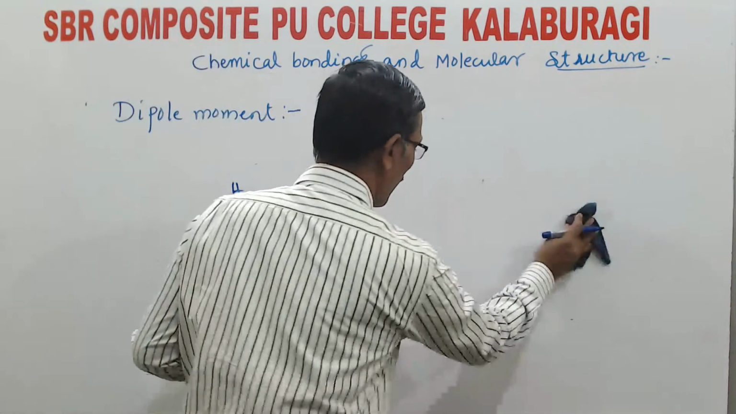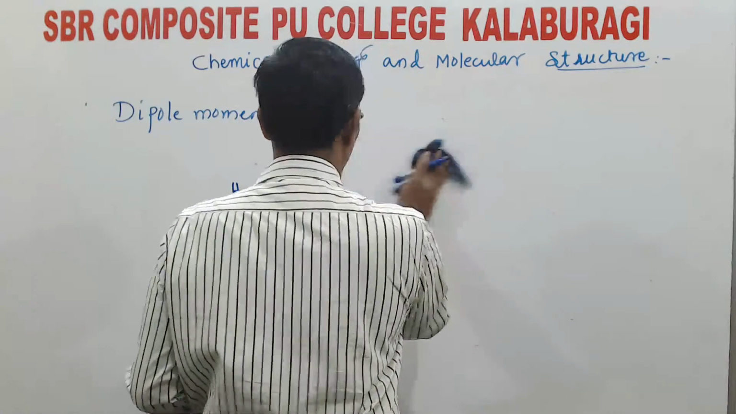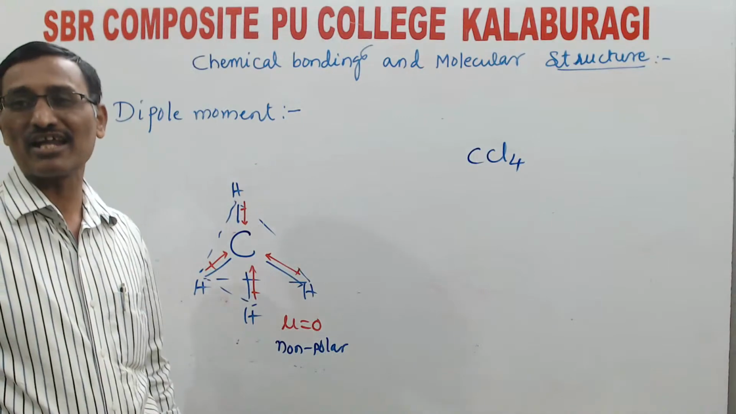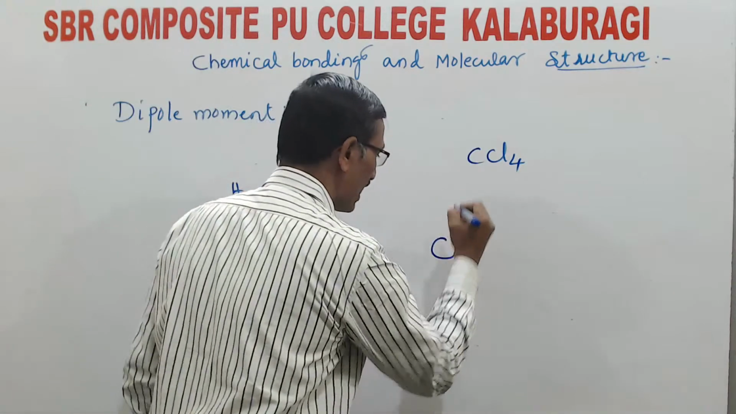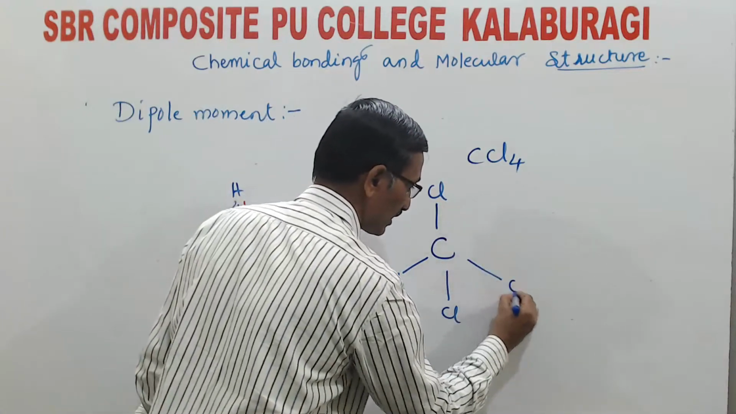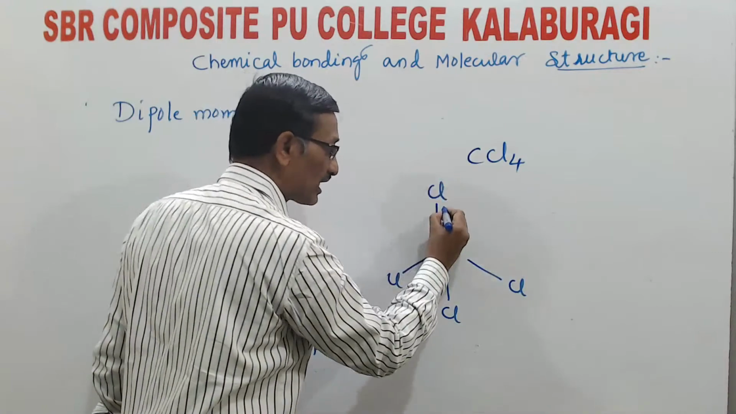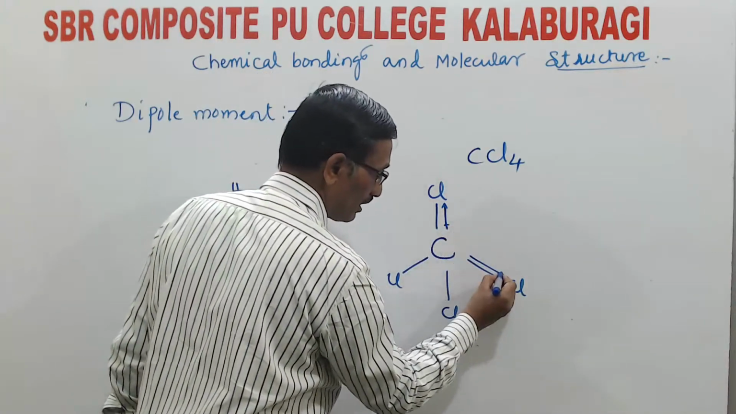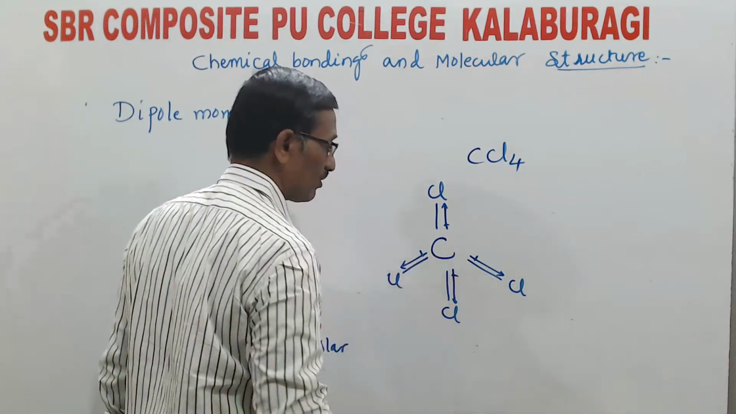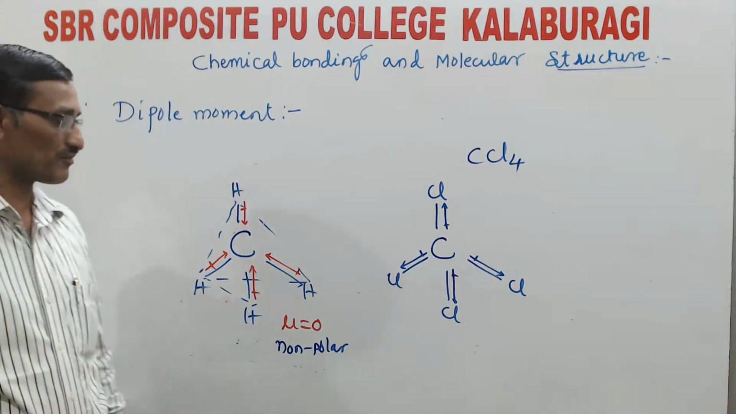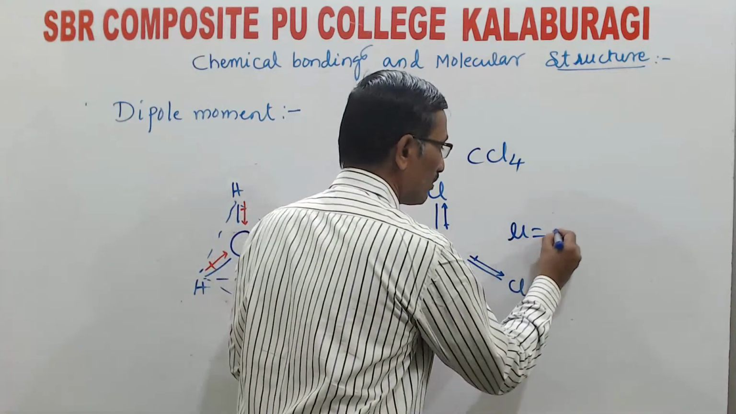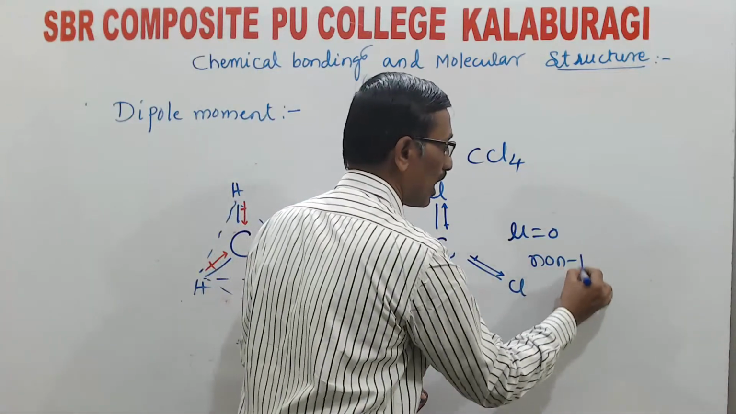In the same way, I will take one more example. What about carbon tetrachloride, CCl4? Is it polar or non-polar? Here too, you can see four chlorine atoms around the carbon atom in a tetrahedral arrangement. Which is more electronegative? The chlorine atom, in this direction, again this direction, again this direction. Here too, because of its symmetrical arrangement, this molecule also has zero dipole moment. Hence, it is non-polar.